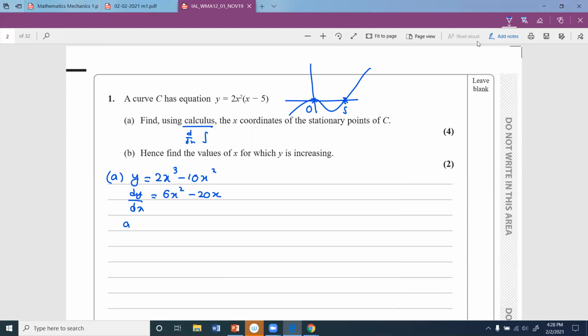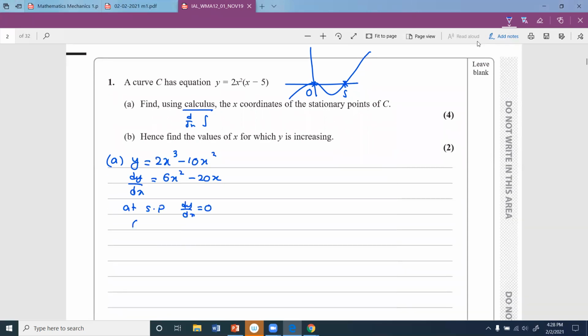Then you can write, at a stationary point, the theory is dy by dx equals 0. That means 6x squared minus 20x equals 0. If you take 2x out, 6x minus 20 equals 0. Therefore, x equals 0 or x equals 20 over 6, or 10 over 3. We only need the x coordinates. There are no exceptions given for this question, like x greater than 0, so you can accept both values. That's the answer.